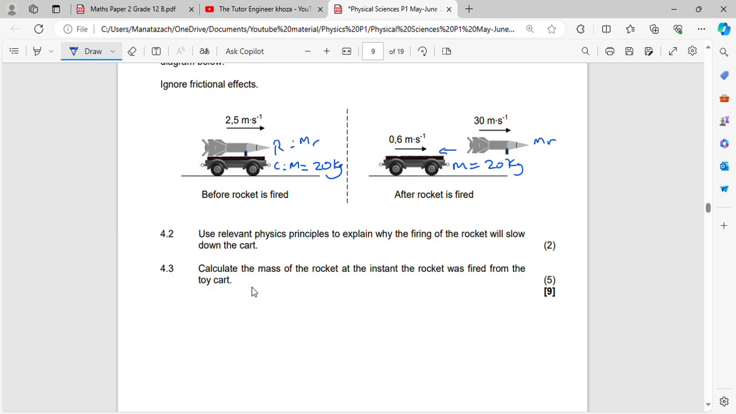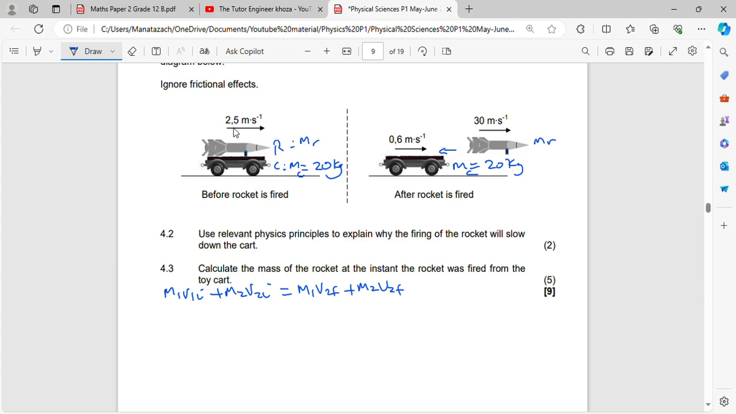So we know the law of conservation of momentum. It's m1 v1 initial plus m2 v2 initial is equal to m1 v1 final plus m2 v2 final. In our case, we have got the rocket and the cart. So the mass of the cart, I'll call it mc, and so on. I'll use c and r for cart and rocket.